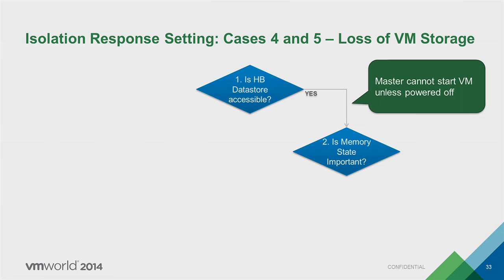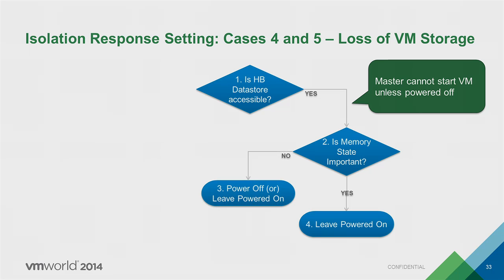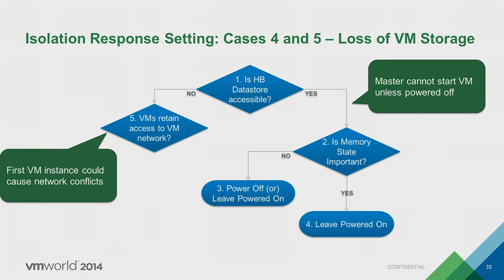So in this scenario, host isolation, VMs lost access to the storage, and heartbeat data stores are available, then what you should consider is: is the memory state important? Well, if your memory state is important, then you should leave them powered on. If it is not, then you could either power it off or leave it powered on, based on what you want HA to do. Now, let's say there are no heartbeat data stores available. Recall that the master will consider that host as dead, and it will restart the VMs on other hosts.